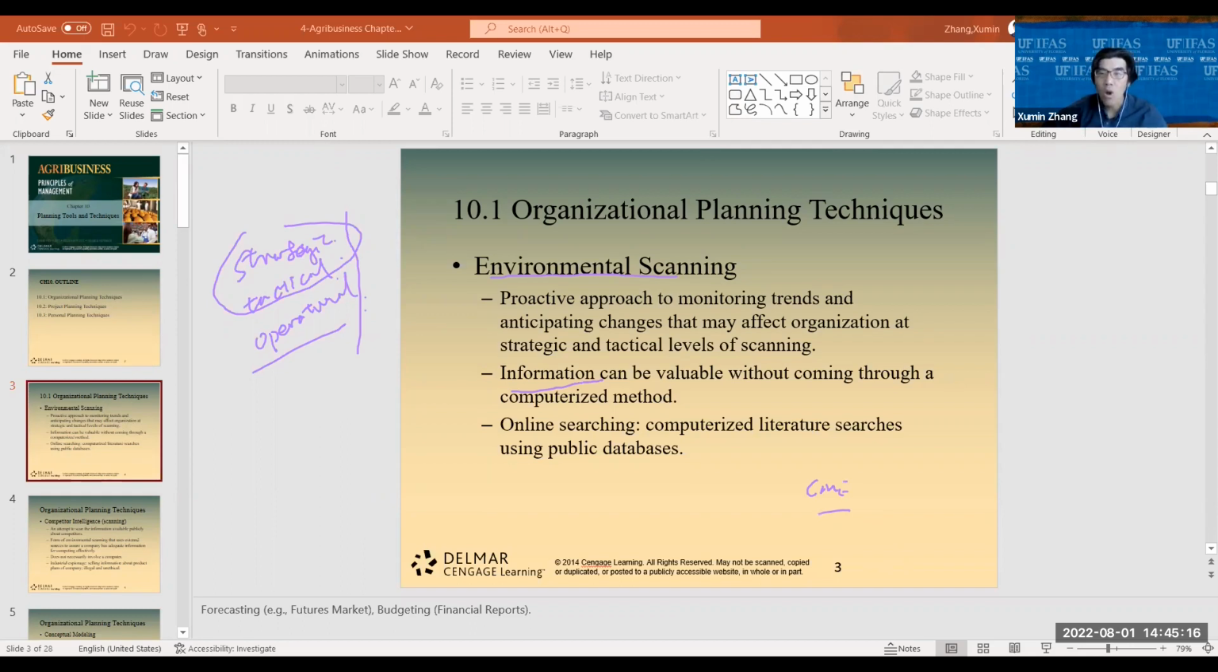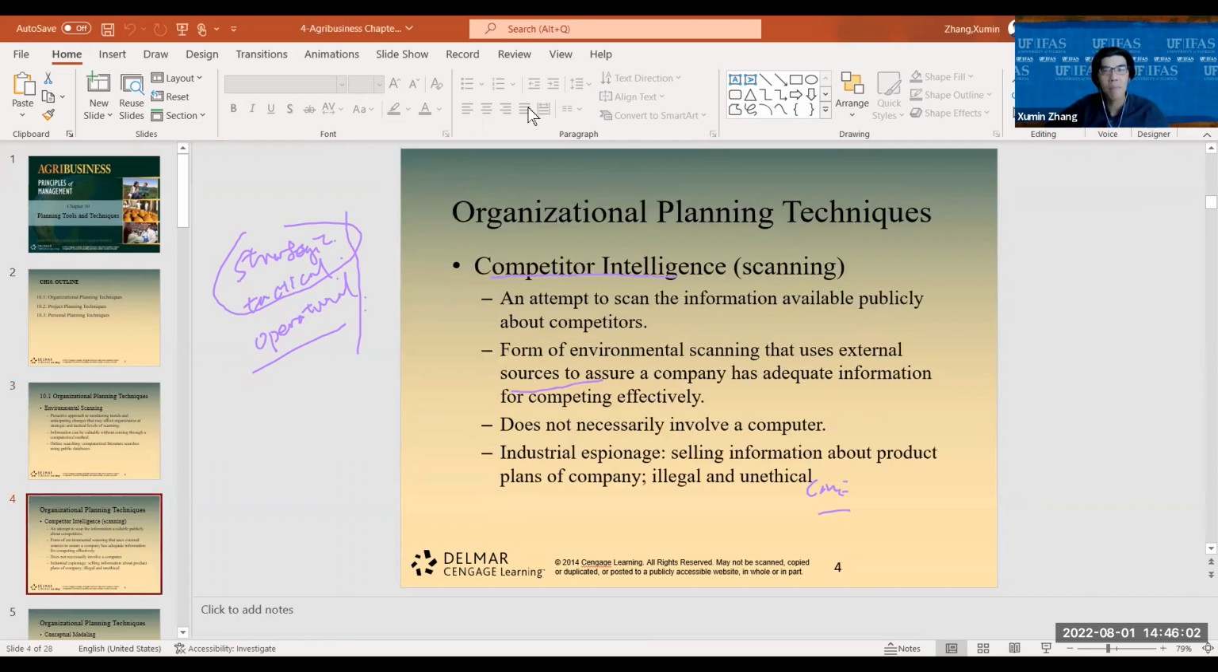The important thing is how we can translate that information to make it useful. Since we have the internet and computer information, unlike previously when we lacked information, now we have too much information. We try to analyze it to help us make decisions. The first one we call environmental scanning. The second one we talk about is competitor intelligence. This is information, right?